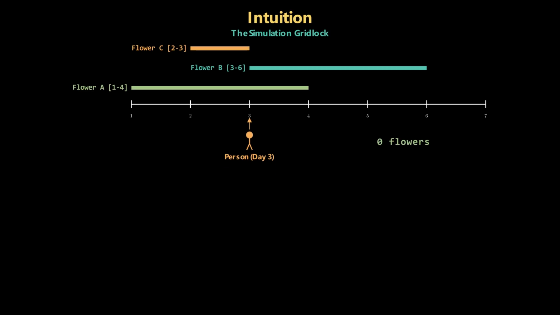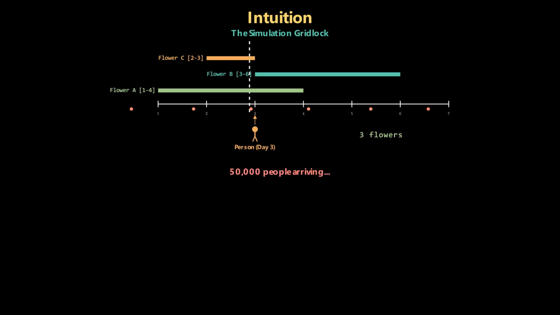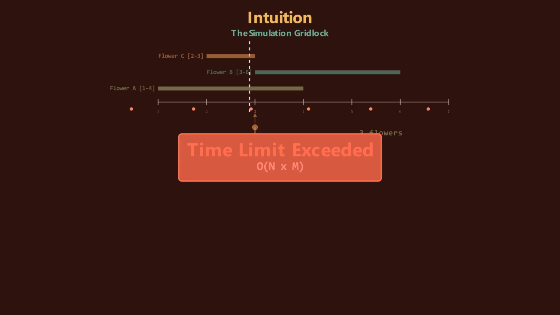If a single person arrives on day 3, finding how many flowers are blooming is simple. We look at every flower interval and see if day 3 falls between its start and end days. But if we have tens of thousands of people arriving at different times, scanning every single flower interval for every single person will completely freeze our system. We need a way to answer a person's question instantly without scanning intervals.